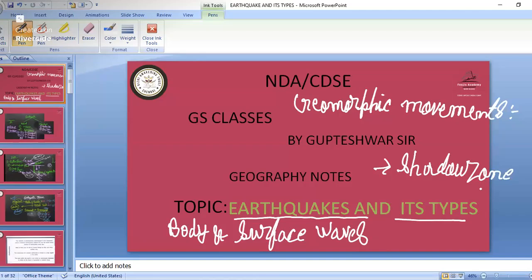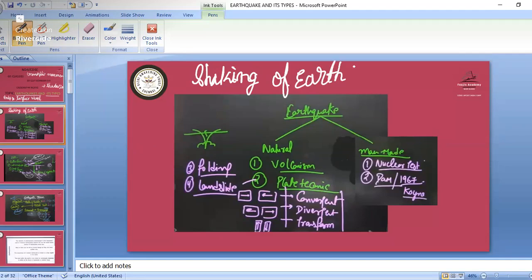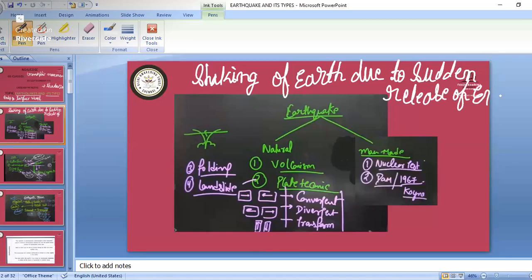Now in earthquake and its types, in this particular part, what do we mean by the earthquake? During an earthquake, you have already seen what will happen. There will be shaking. There will be shaking of the earth. So that shaking of the earth is known as what? Earthquake. And how is that shaking of earth happening? It is happening due to the sudden release of energy. So shaking of earth due to sudden release of energy, that is the earthquake.